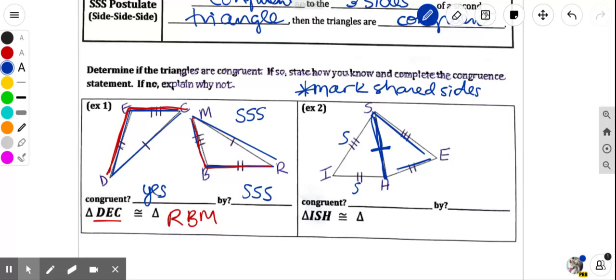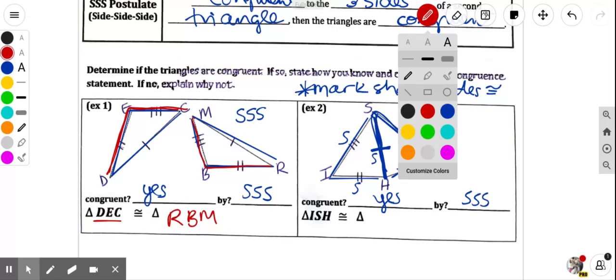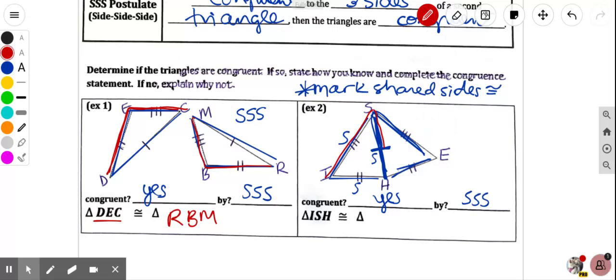Mark shared sides congruent. So now that I marked that shared side, I have 3 pairs of sides. I have this pair, and then this pair. So 1, 2, 3. So yes, these are congruent by side, side, side. And then let's do the congruent statement. So let's see, I did ISH, down the side that has 3, down the side that has 1. So it's going to be ESH. So that's side, side, side.